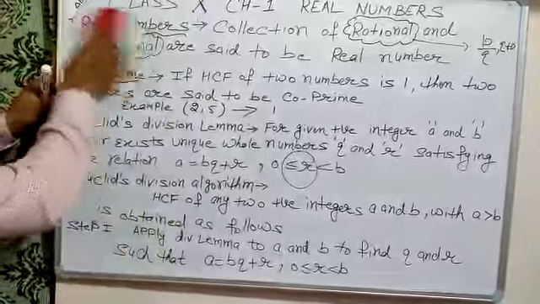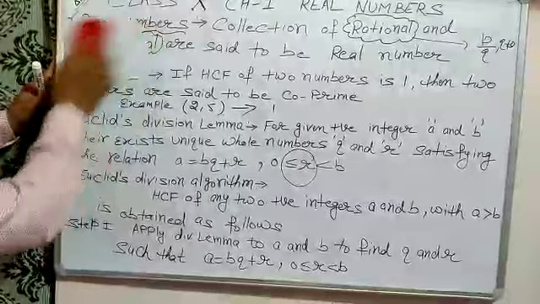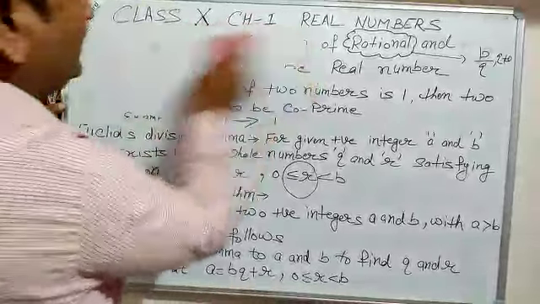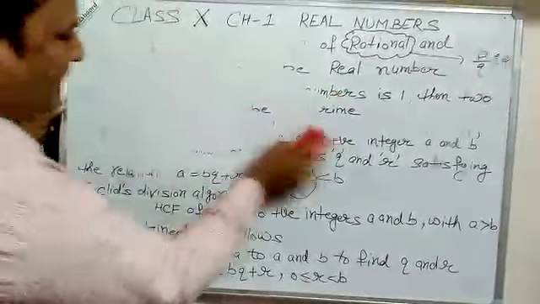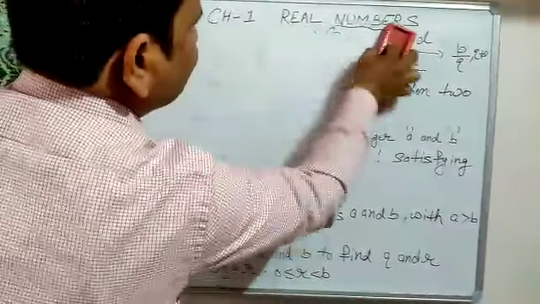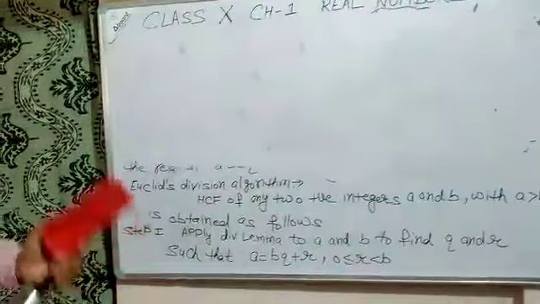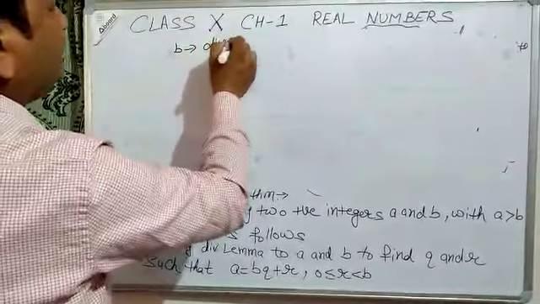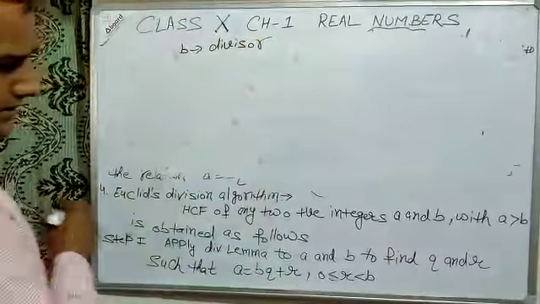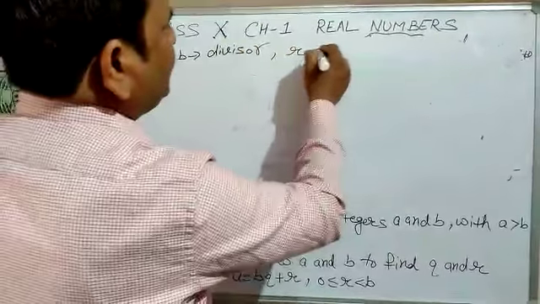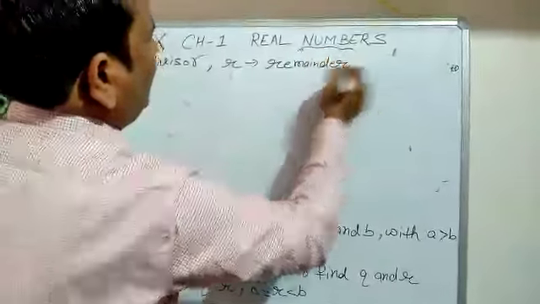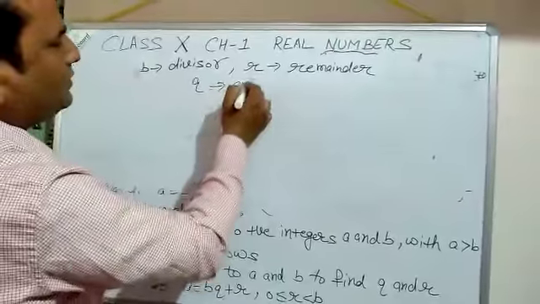What do we call these a, b, q and r? It is also important to understand these alphabets. So see, b is said to be the divisor, then r is said to be the remainder, and q is said to be the quotient.